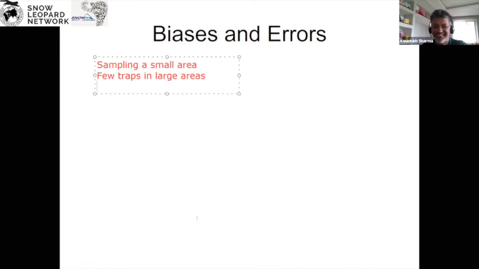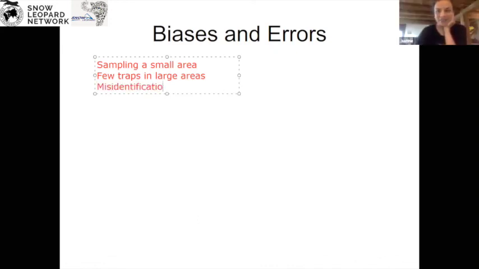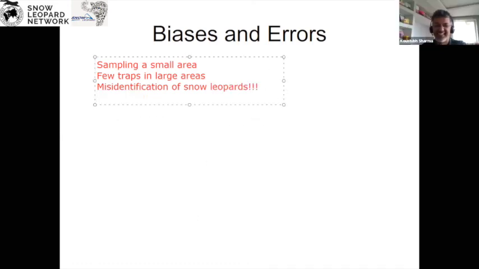Justine? What about misidentification, like we talked last time? That will really bias. Small buffer, if we assume just, for example, our camera trap area.